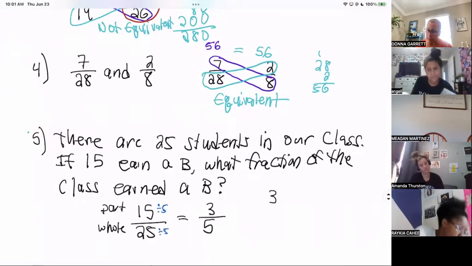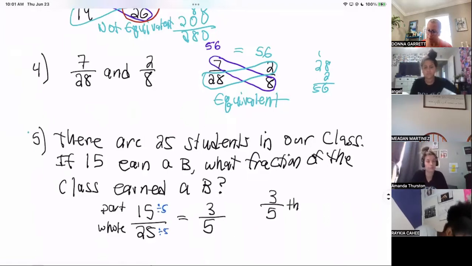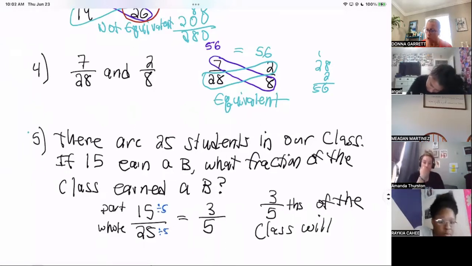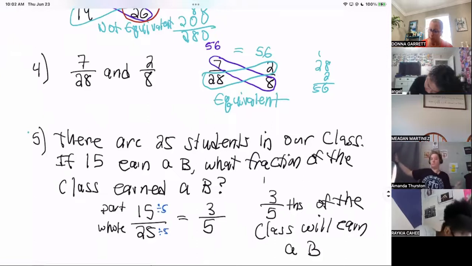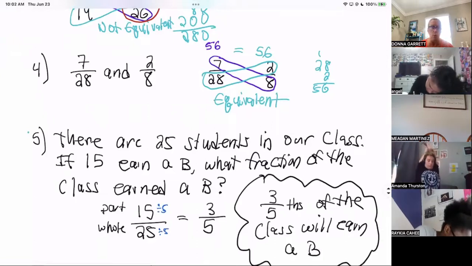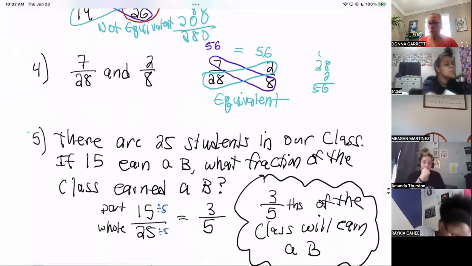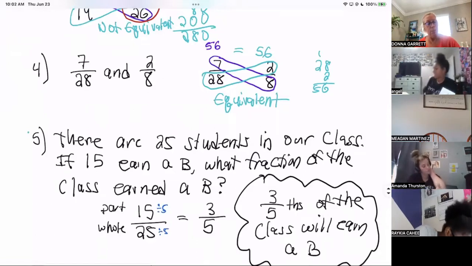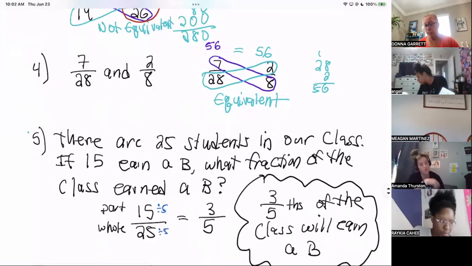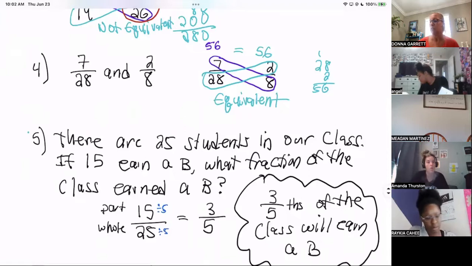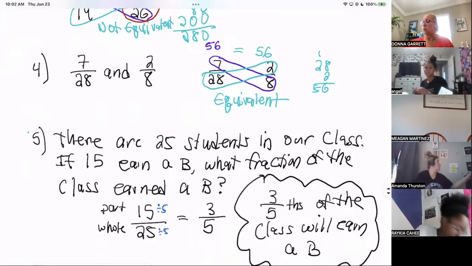So 3/5 of the class will earn a B. And I always say, if it's a word problem, something with words, you finish it with words. Don't just put 3/5. 3/5 of the class will earn a B. I know that it can't really be done when you're doing your online testing, but when you get in the classroom, your teacher's going to expect you to write a sentence or something with words. I know I do. I take points off if someone doesn't. So make sure you always end a word problem with words.